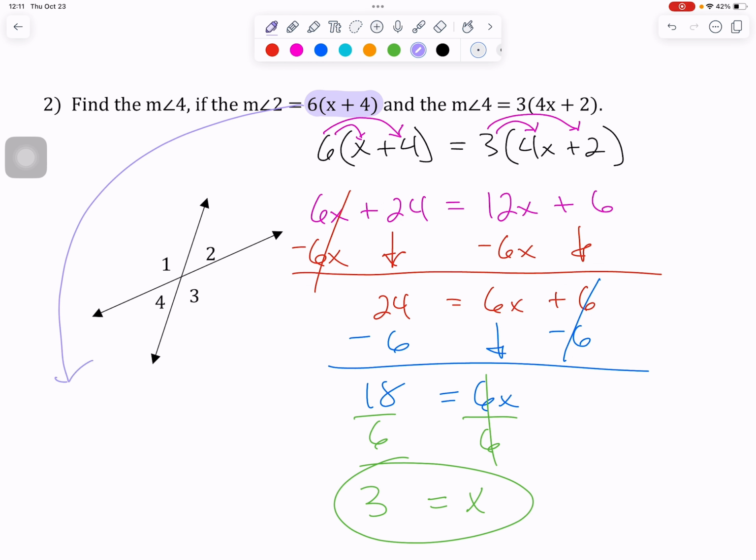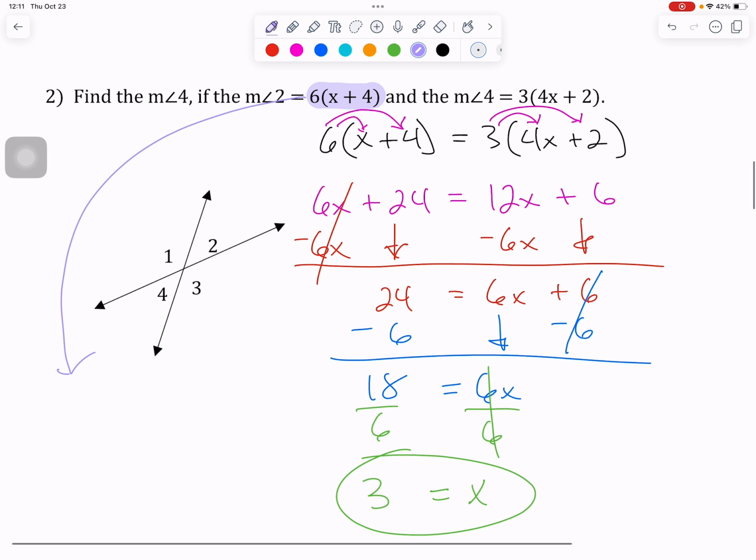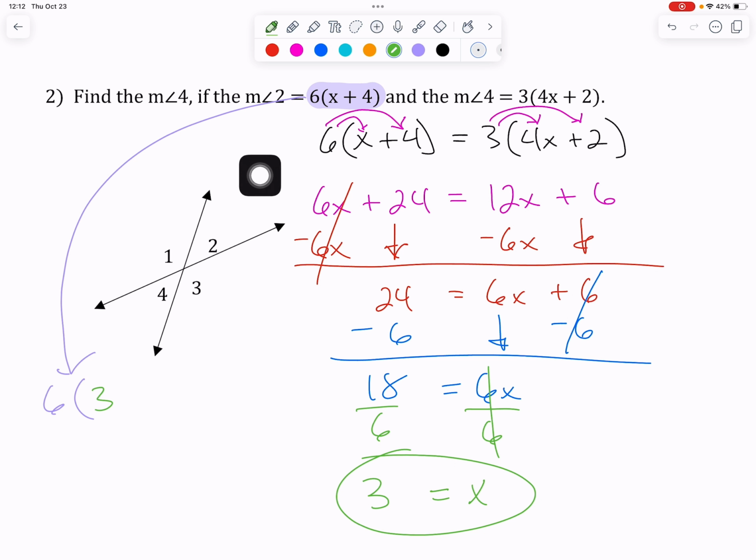I'm going to bring that all the way down here. And I'm going to do 6. I'm going to write it just like it tells us. I'm going to open my parenthesis. I'm going to plug in my 3 to represent my x. And then I'm going to put in the plus 4. And then I'm just going to hit equals.